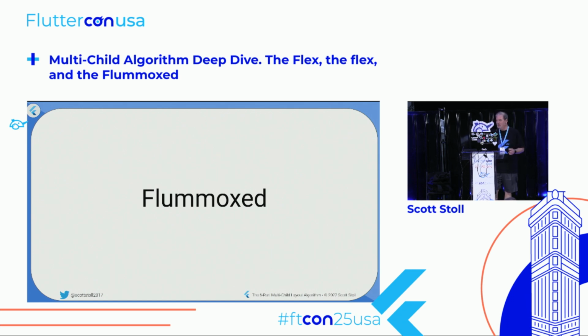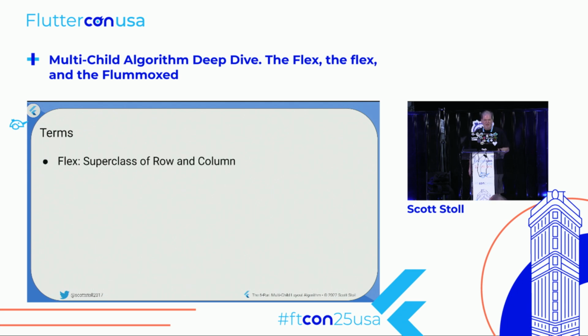So these are a few terms. It's probably beneath the level of this crowd, but let's go over them anyway just to be sure. The first thing is the flex. It is the superclass of row and column. Row and column extend the flex, as I'm sure most of you know.